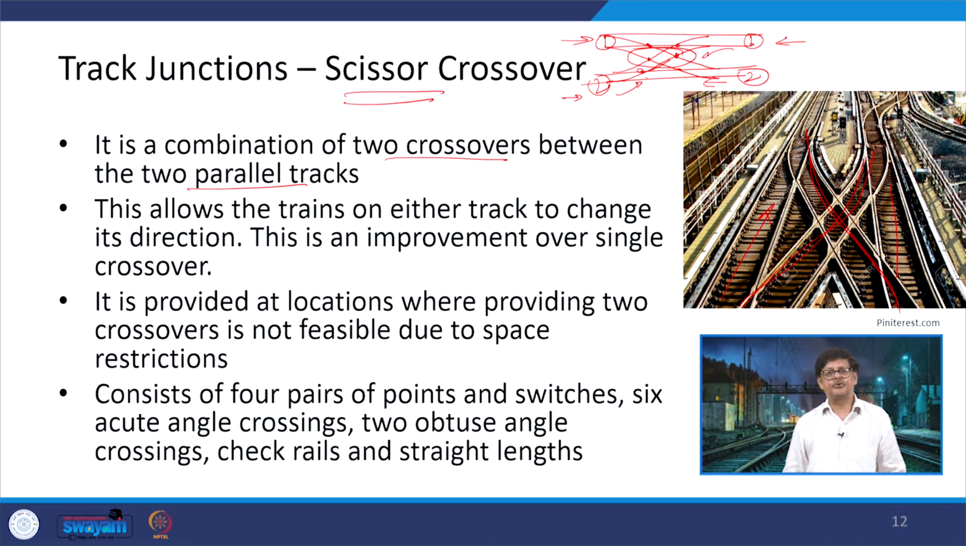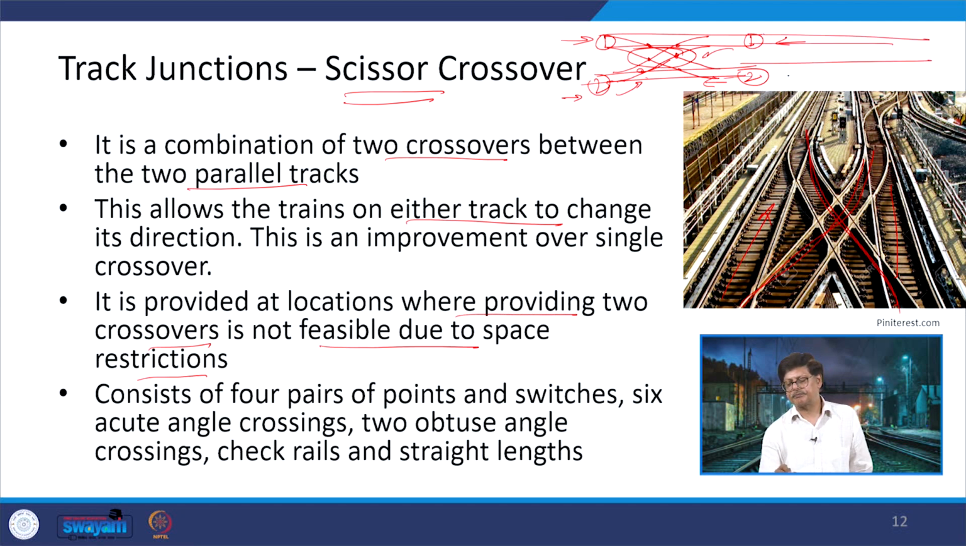Now, this allows the train on either of the tracks to change direction. So, it is an improvement over the single crossover design. It is provided at locations where providing two crossovers is not feasible due to space restrictions. You cannot have that one crossover you have provided here. Okay, let us move forward, and another crossover is provided in this form.